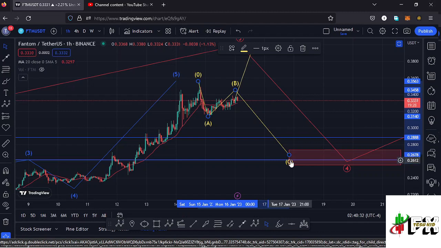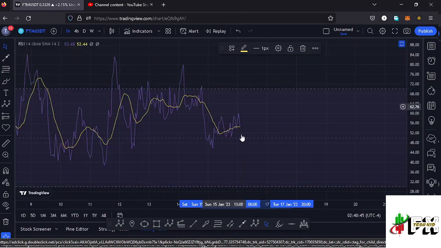So those are the two possible scenarios that I'm expecting to play out on the short-term scenarios, and we can also take a look at the indicators before I jump to the daily chart to give you the long-term scenarios. And here on the RSI, we are trading at around the 54 mark, meaning we have massive room for us to support any movements to the upper side and also to the lower side.